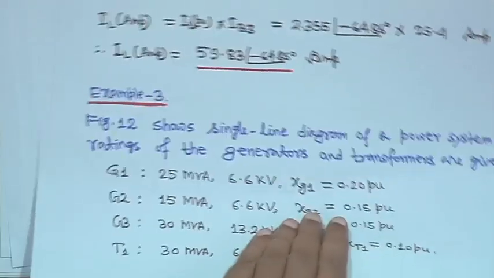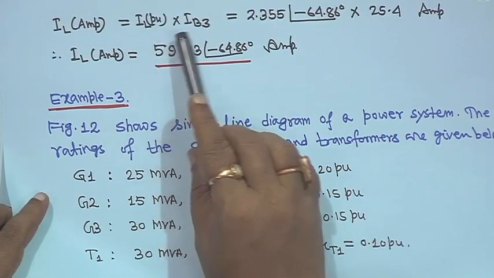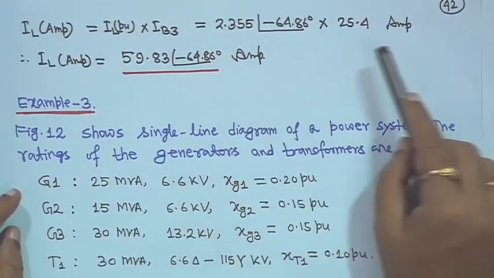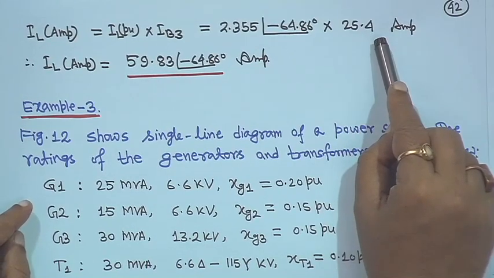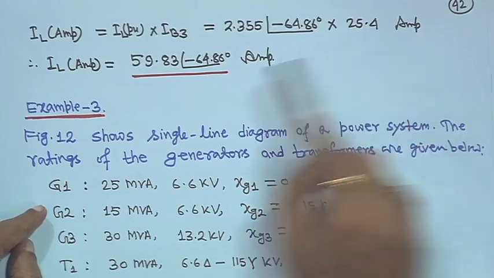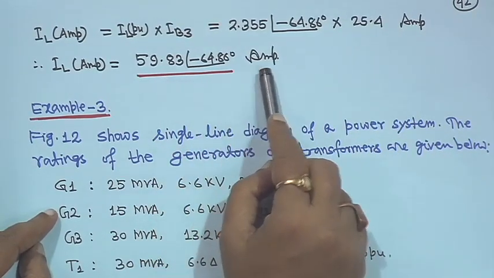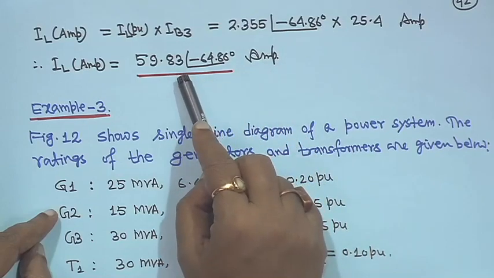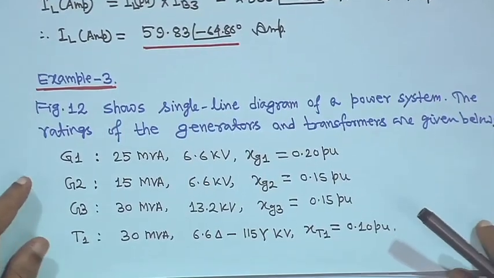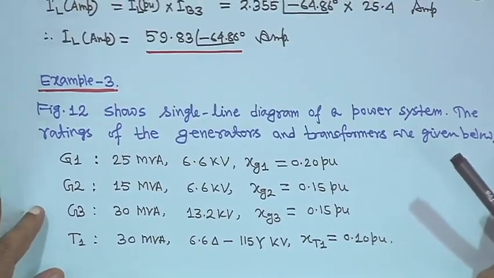Then you have to find out the current in ampere, so you have to find ILPU into IB3. We have seen before that the base current for that side is 25.4 ampere. So this per unit value multiplied by 25.4 will be 59.83 angle minus 64.86 degree ampere. This is the load current, and the current is lagging because the load is inductive. So, this numerical you have understood.